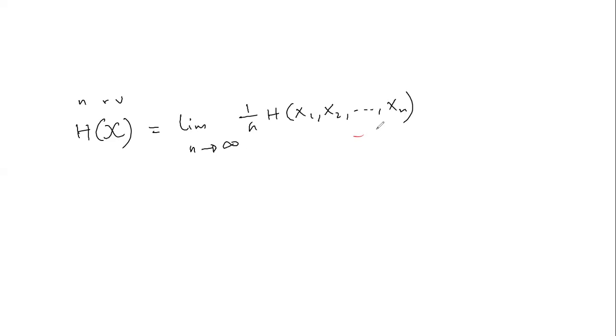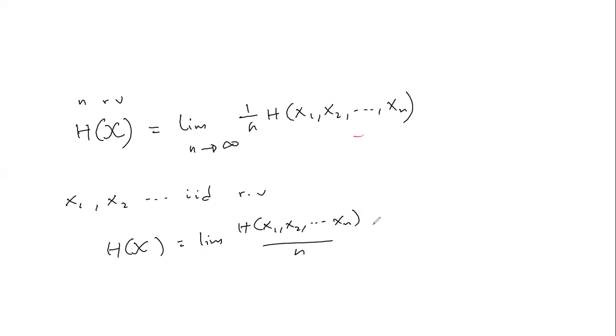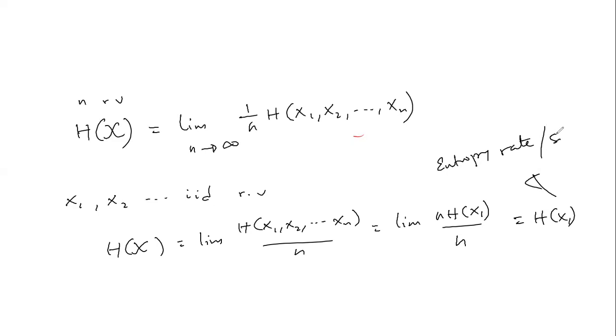And if, for instance, we say that S1, S2 are independent and identically distributed random variables, then the entropy rate will be given as limit of the joint entropy S1, S2, all the way to Sn, divided by n, which will be the same as limit of n times H of X1 divided by n. As we described in AEP, the asymptotic equipartition property, we now reduce to the entropy, which is expected, right? As entropy rate per symbol, okay? So this now gives us the entropy rate per symbol.